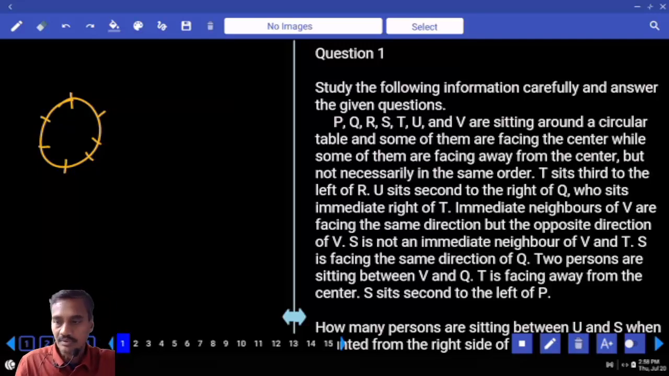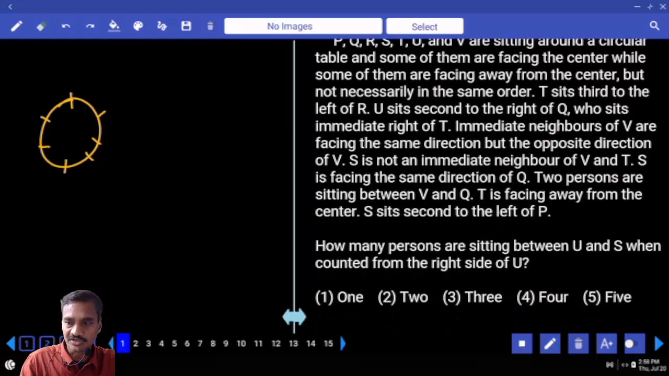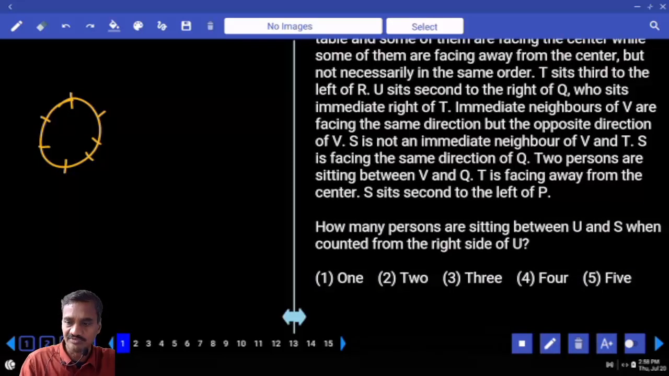Then, but not T sits out to the right of R. Q sits second to the right of Q. Q sits to the immediate right of T. Immediate neighbors of V are same, and S is not an immediate neighbor. S is facing the same direction as Q. 2 persons are between V and Q.